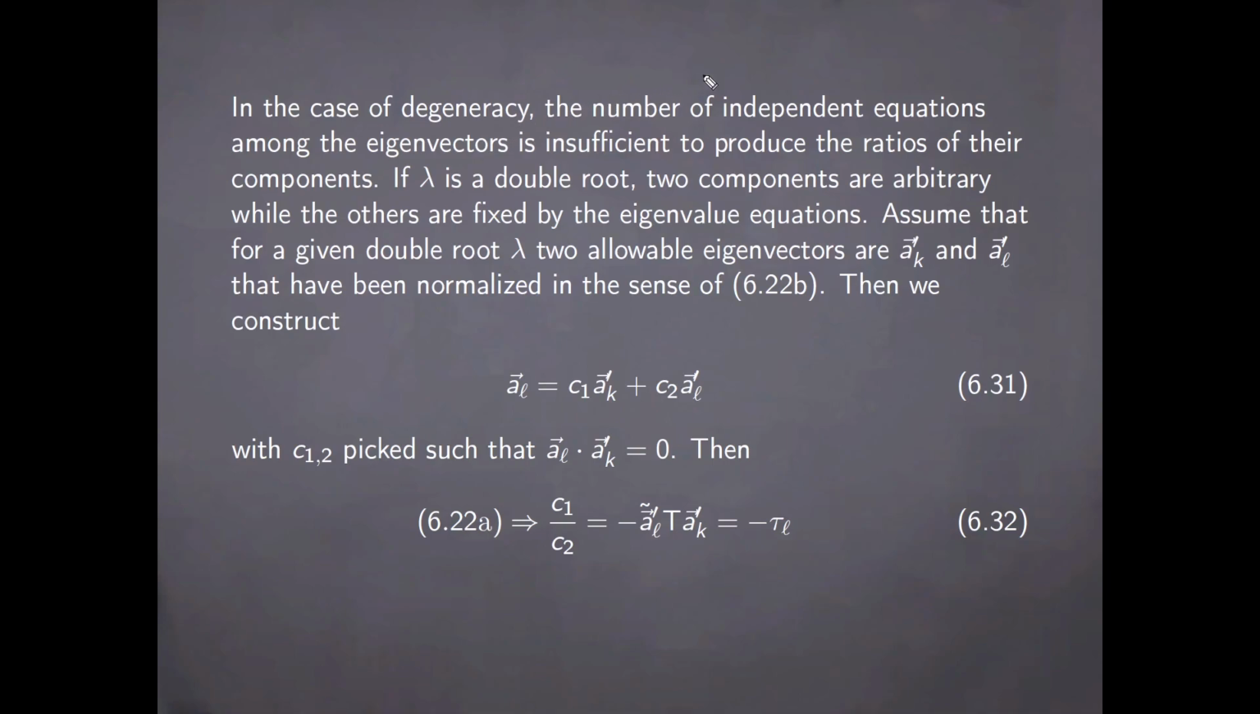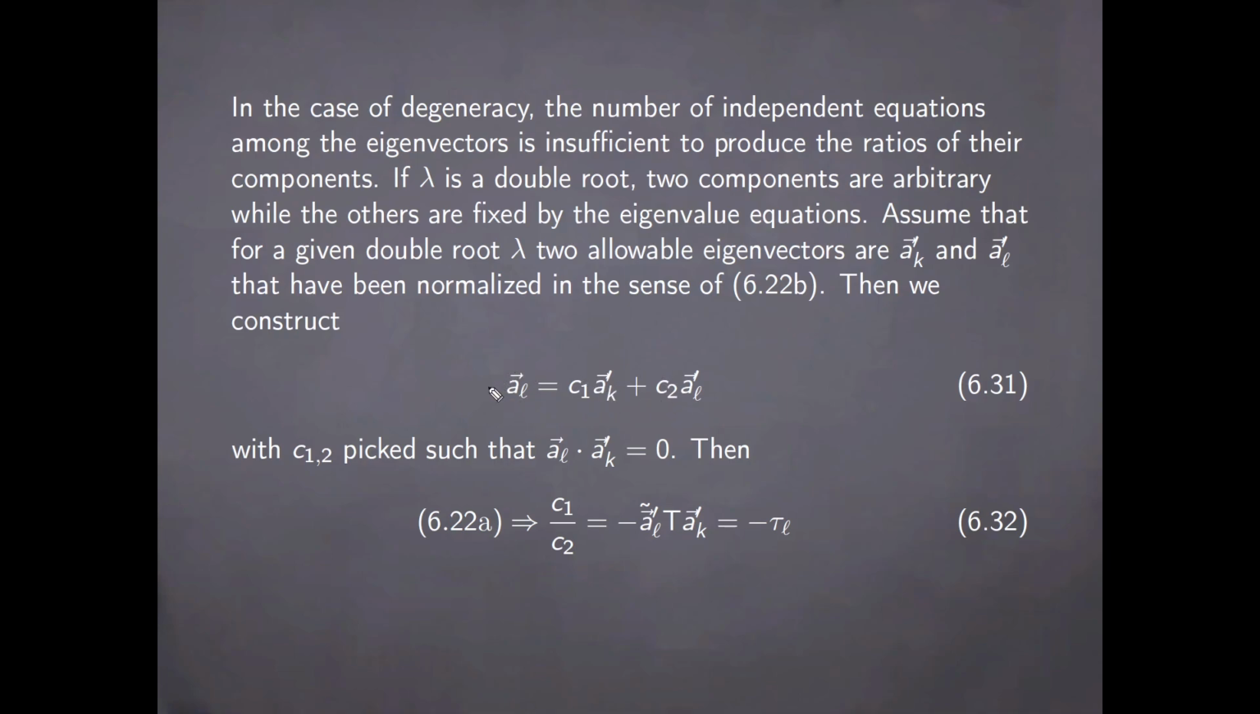In the case of degeneracy, the number of independent equations among the eigenvectors is insufficient to produce the ratios of their components. Let's say, for example, that one of the roots is a double root, and then two components will be arbitrary while the others will be fixed by the eigenvalue equations. So assuming that for this specific double root lambda we have two allowable eigenvectors which are labeled by primed objects, and assuming further that they have been normalized in the sense of 6.22b, then we can construct a linear combination of these two primed vectors.